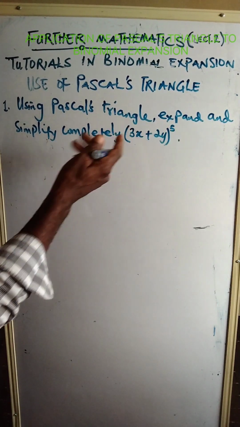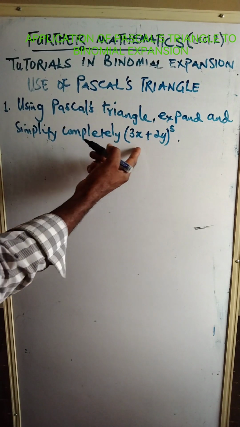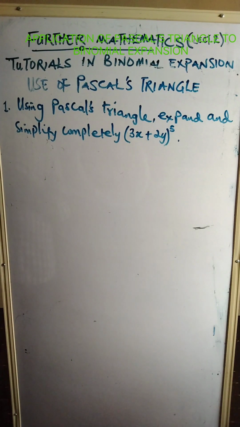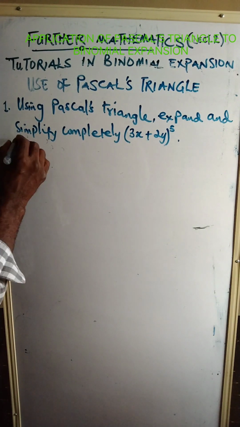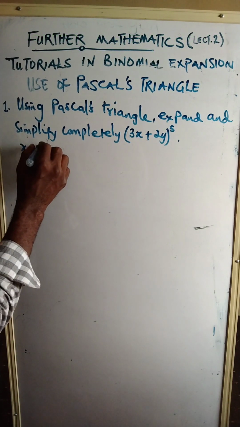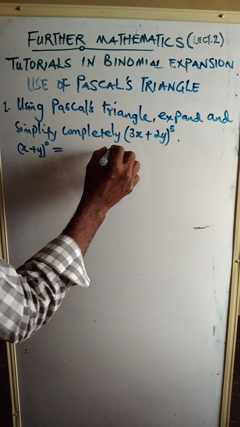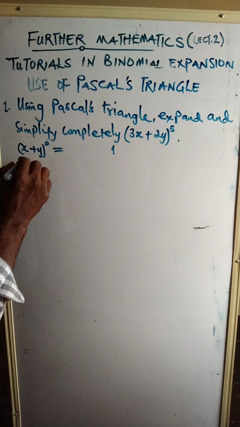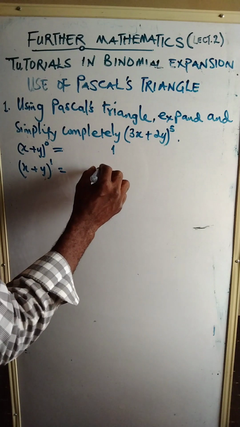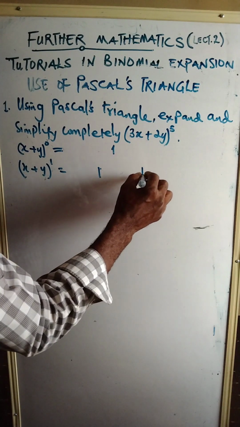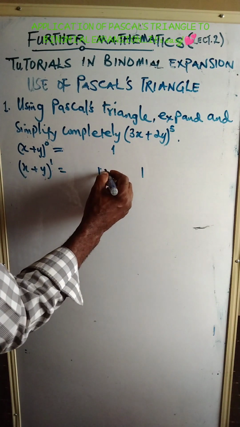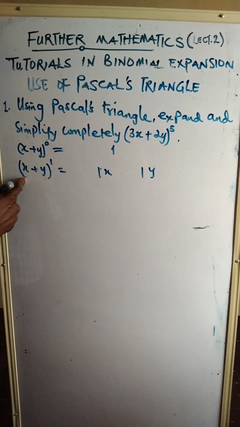All right, Pascal's triangle is recommended to carry out this binomial expansion. From the lessons we had in the previous classes, we had that x plus y, everything raised to power 0, is 1. And then x plus y, everything raised to power 1, we have these leading coefficients. If you expand what I explained last time, you have x here, you have y here. That's the expansion of this.